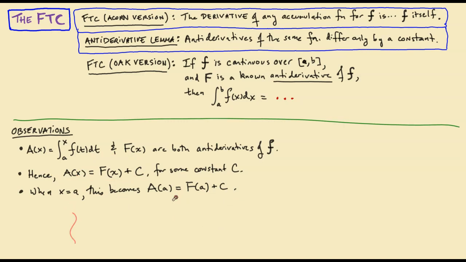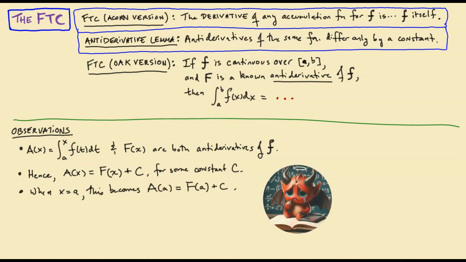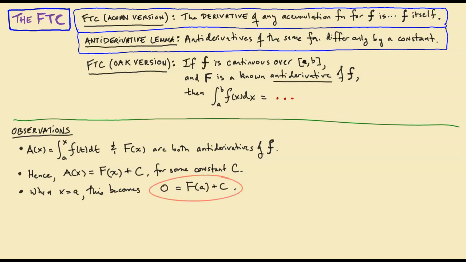But why did we choose a? It's because we know what capital A of little a is. When we stick little a into this accumulation function, we're integrating a function from a to a. Well, there's nothing to accumulate. So capital A of little a is going to be 0. And I can solve this for c. c is the negative of capital F of a.